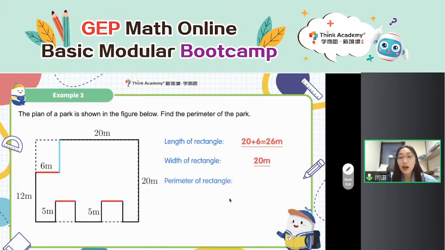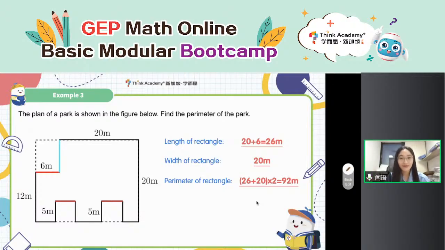Then following this, can we just say that, okay, I know the perimeter is 26 plus 20 times 2. Then it is 92 meters. Am I correct? Is this my final answer? Think about it. Is this the final answer? Why not? So what should the correct answer be? Yeah, you know that actually this is kind of like a common mistake. Many students just stop here. Okay, my final answer is 92 meters.